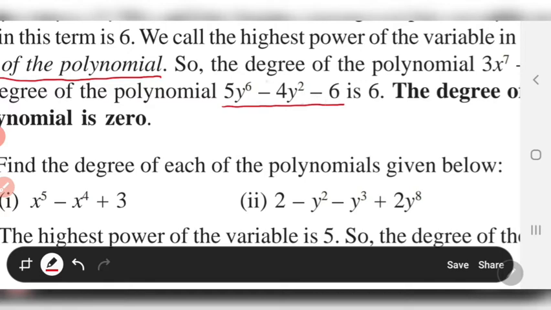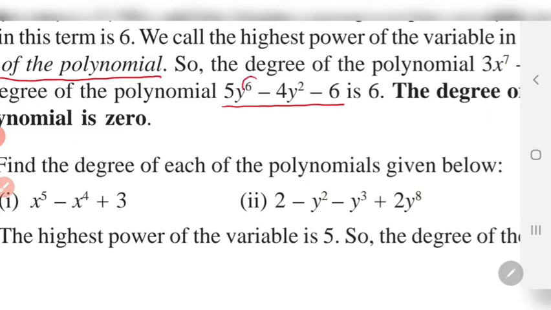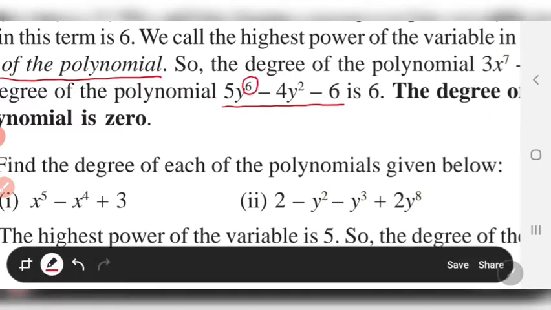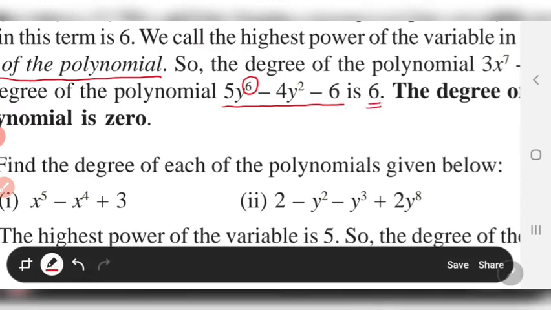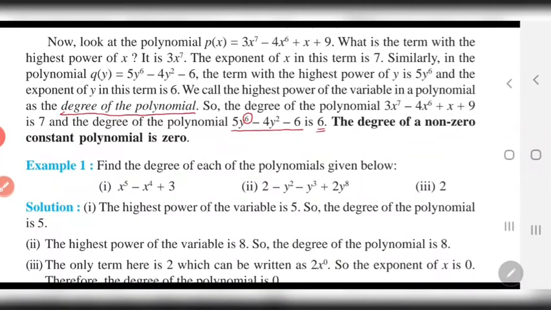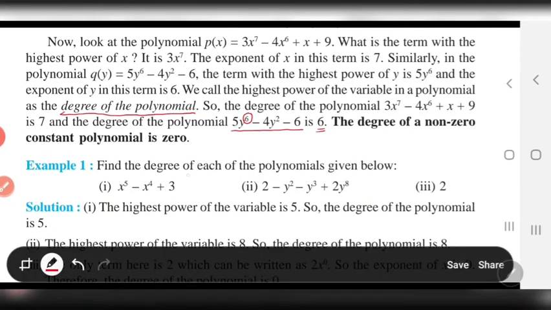Okay. Now if they are asking what is the degree of this algebraic expression, then you check the variable with the highest exponent. So what is the highest exponent in this algebraic expression? 6. Correct? So 6 is the degree of the polynomial. So children, I hope you understood the degree of polynomial. So let us see one more example.